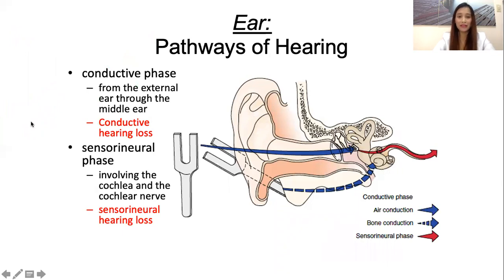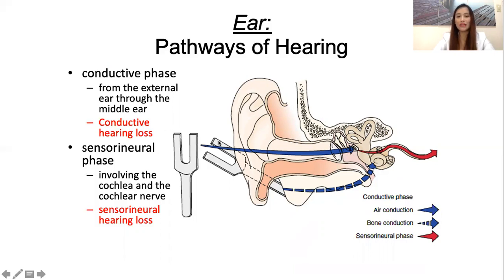The ear has several pathways of hearing. You have the conductive phase. The conductive phase is when the vibrations of the sound travel through the air from the external ear to the middle ear. And then the sensory neural phase will be when the impulses created by the vibration are transmitted from the cochlea to the cochlear nerve.